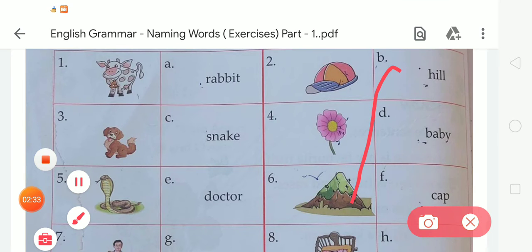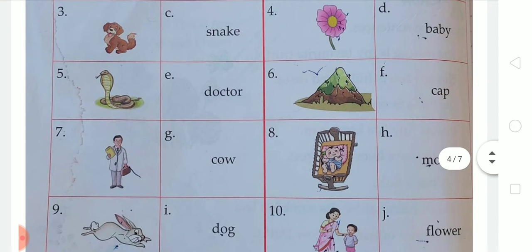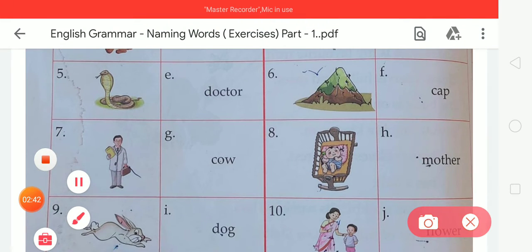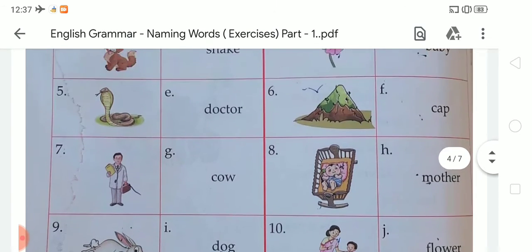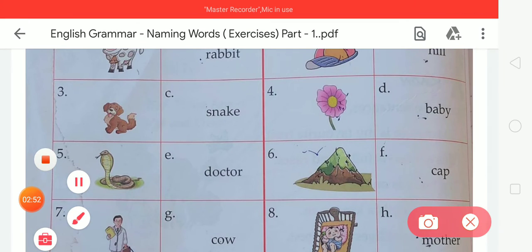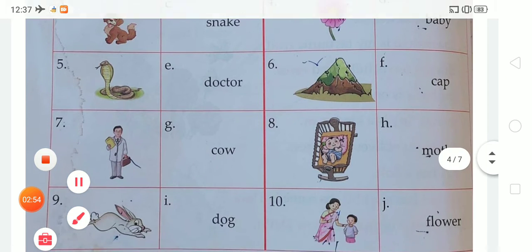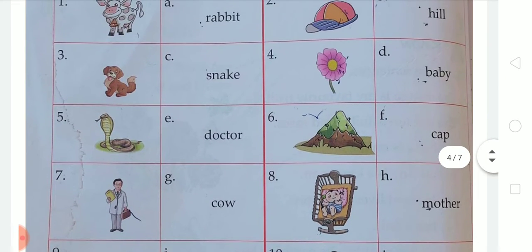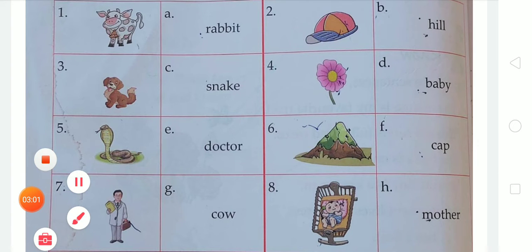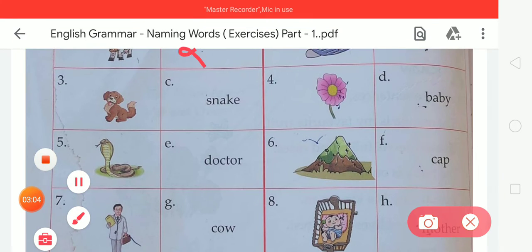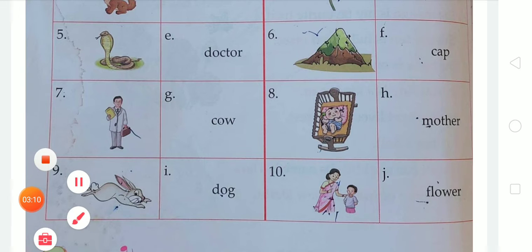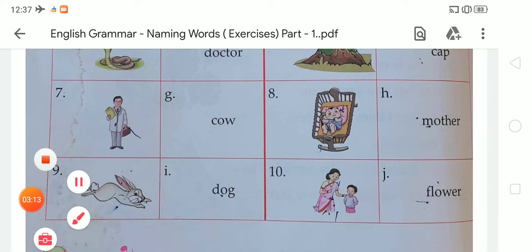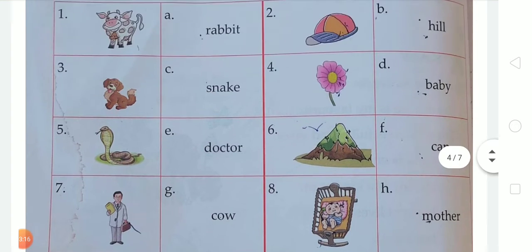Now after number 6 there is number 7. It is a doctor, so we have to match this with E. In number 8 there is a baby, so we have to match number 8 with D. Now in number 9 there is a rabbit, so we have to match it with A. And in the last, number 10, there is a mother, so we have to match it with H. So like this we have to complete the first exercise. Now moving to the next exercise.